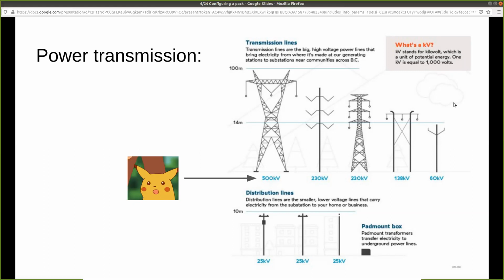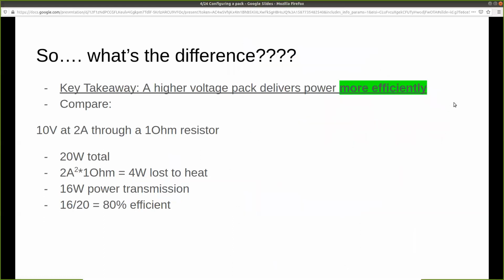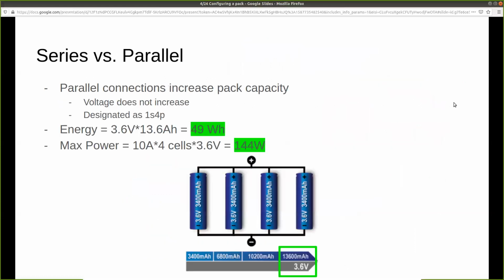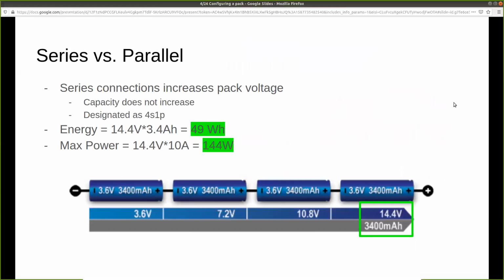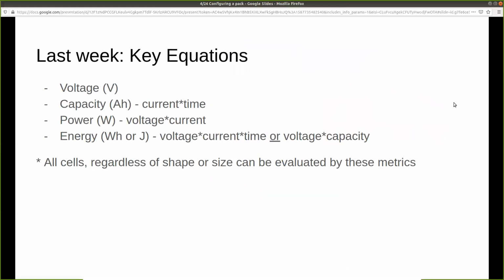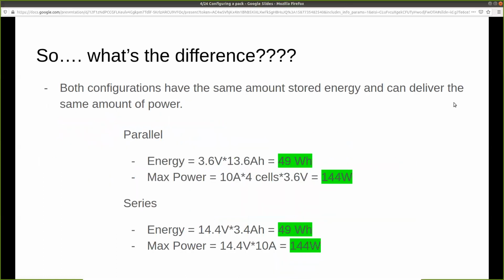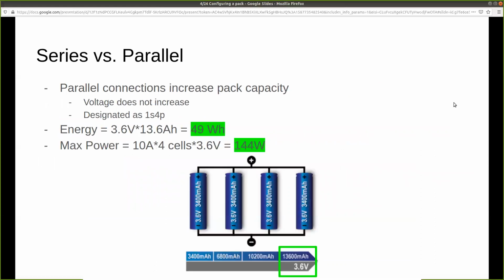Can you go back through the slides kind of slowly? Yeah. Wait, pause here. Where does the 13.6 amp hour come from? So it's just adding. 13.6 is adding the capacity of every cell as you connect them in parallel. Okay, gotcha.